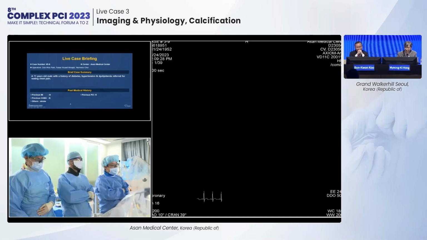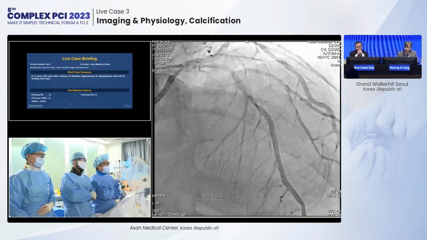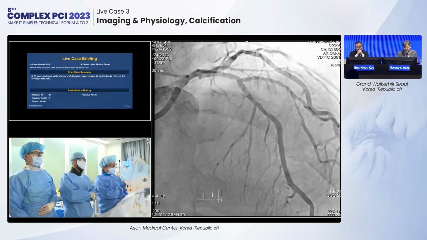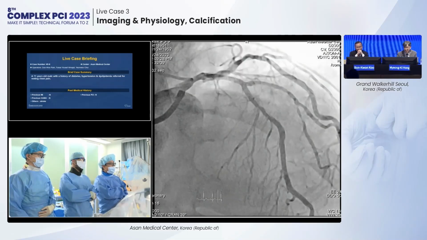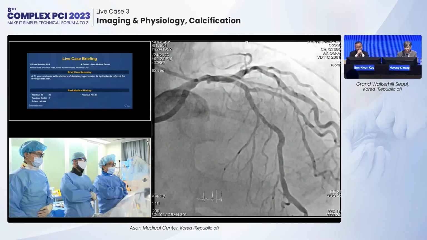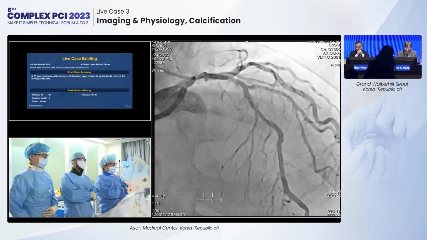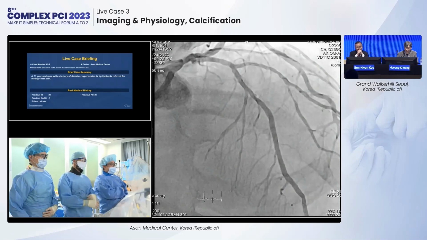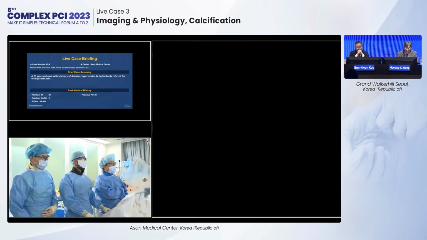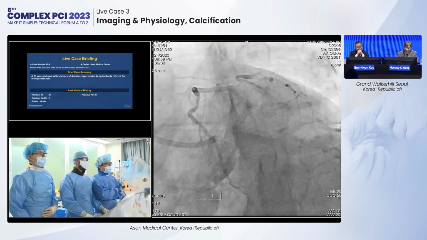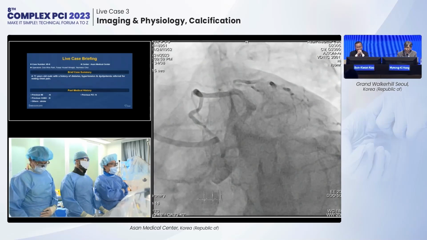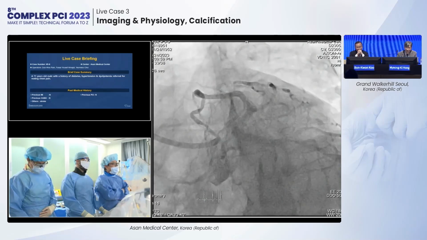And next one. This is the cranial view, and as you can see, it's not very tight in the mid-LAD part, and there is a severely calcified region, but the region extends from the distal left main to the mid-LAD. Next one. This is the spider view, and the circumflex ostium seems to be significantly compromised, and the distal left main LAD ostium is there.